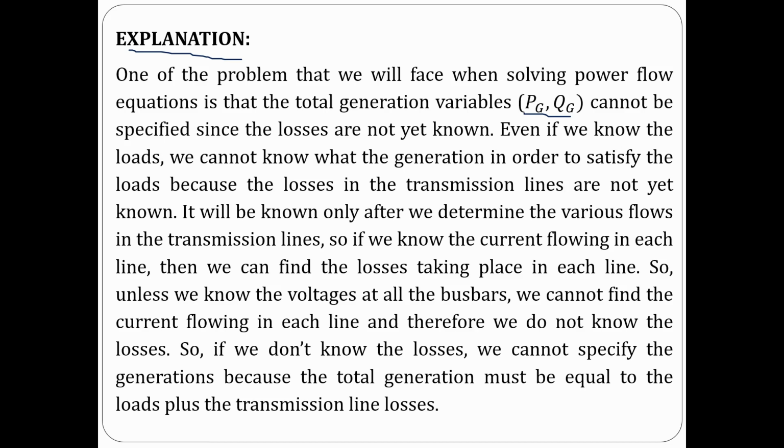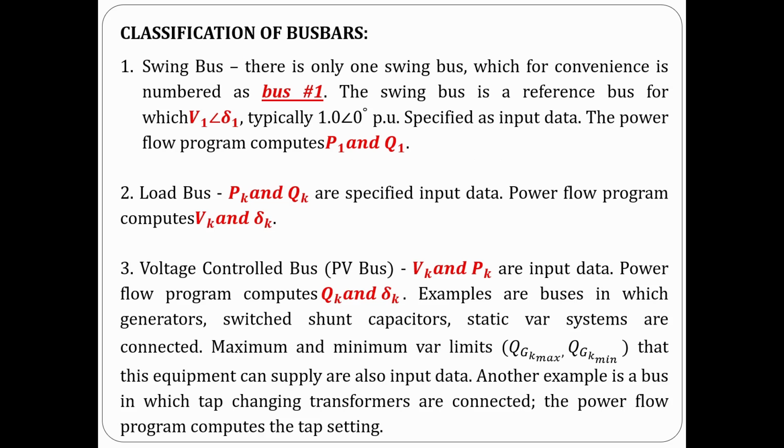The classification of bus bars: number 1, the swing bus. There is only one swing bus, which for convenience is numbered as bus number 1. The swing bus is a reference bus for which V1 and delta 1 are typically equal to 1.0 per unit with an angle of 0 degrees, specified as input data. The power flow program computes P1 and Q1. Number 2, the load bus. Pk and Qk are specified input data. The power flow program computes Vk and delta k.